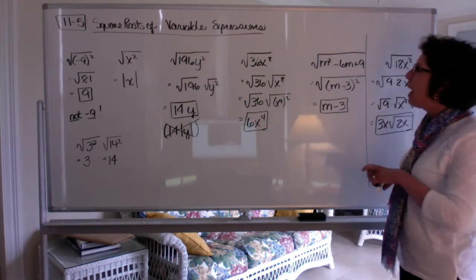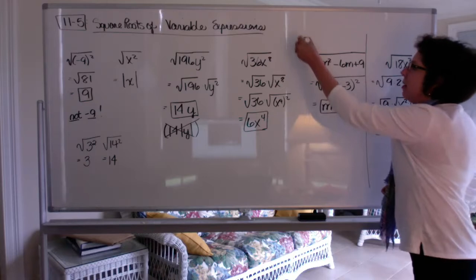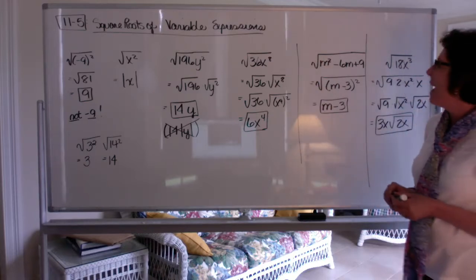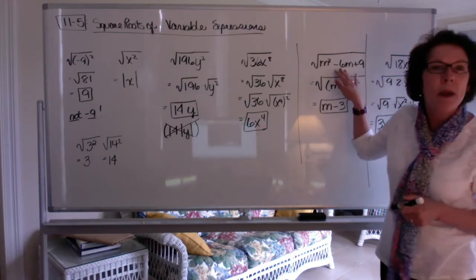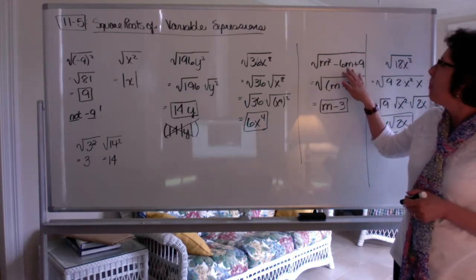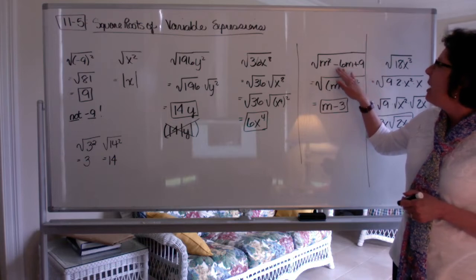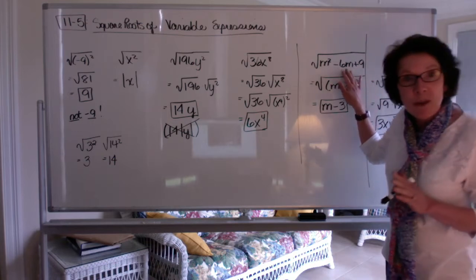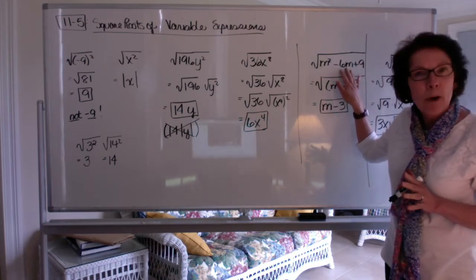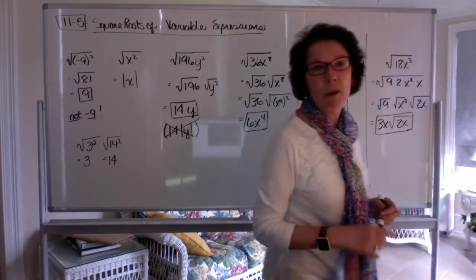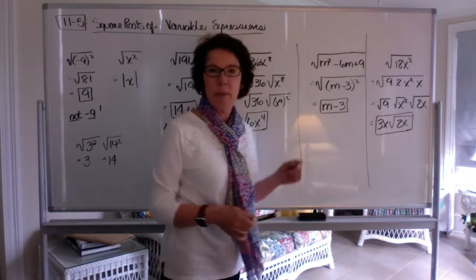Now, let's try this next one. I'll separate it out here. Whoa, what is that? That is a trinomial: the square root of m squared minus 6m plus 9. Now you might recognize, and you should recognize, that that is a perfect square trinomial.